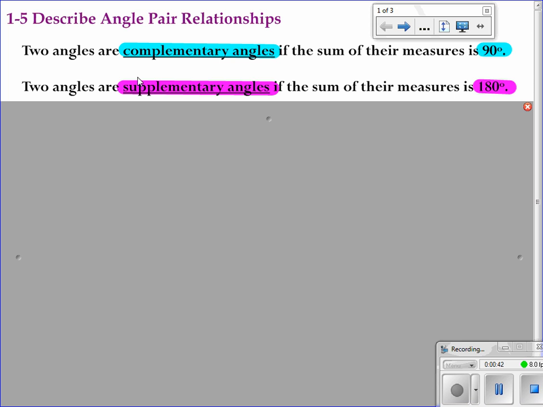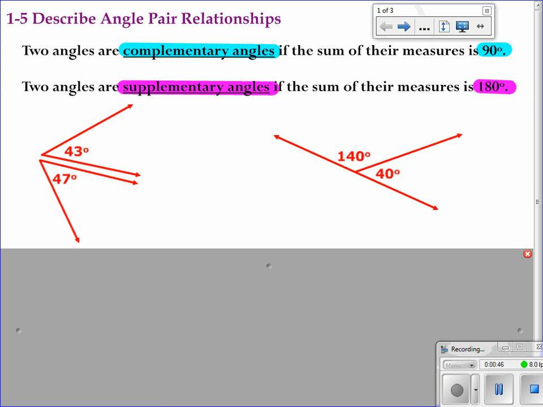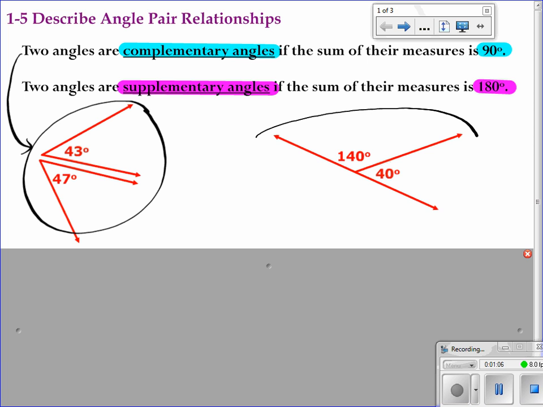So complementary angles just mean that the angles add up to 90 degrees, supplementary being 180. So looking at these two pictures, which one, the right or the left, are the complementary angles? Yes. Not rocket science. They happen to add to 90, so they are complementary angles. Okay, these ones being what? Supplementary. Yes.